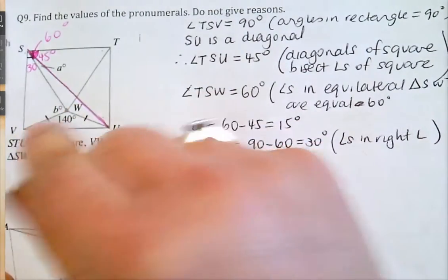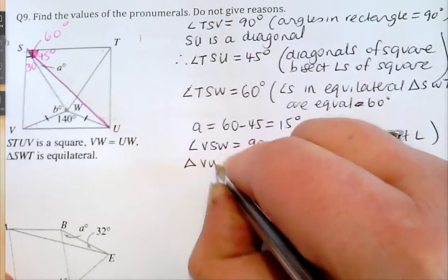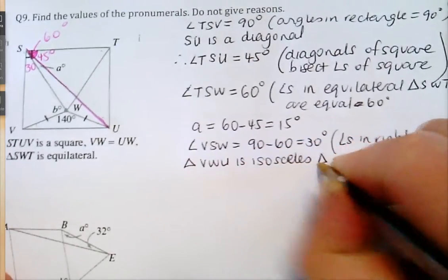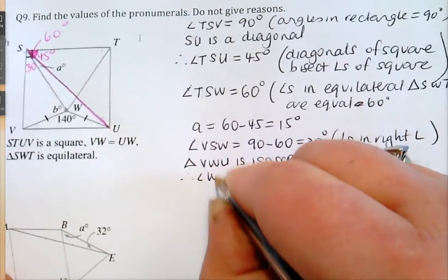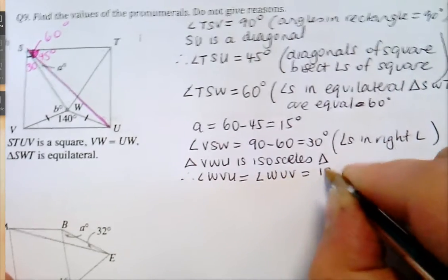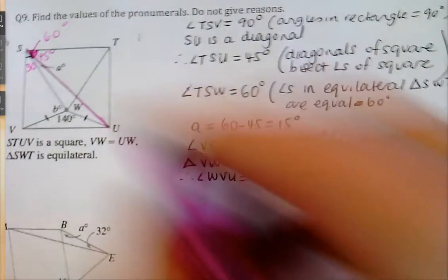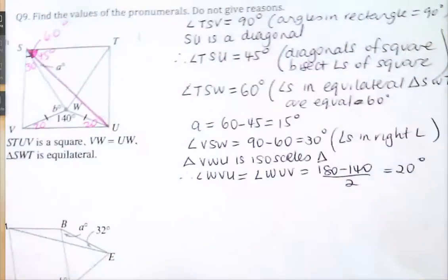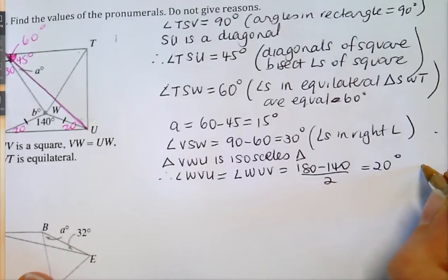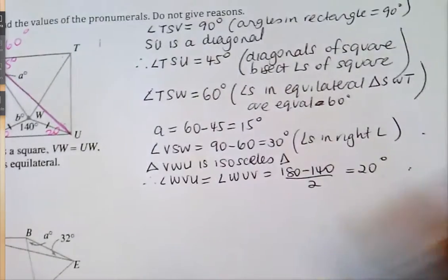We really need to work out this one before we can work out B. Now we know that VW equals WU, so triangle VWU is an isosceles triangle, and therefore angle WVU equals angle WUV, which is 180 minus 140 divided by 2, which is 20 degrees. So these angles here are 20 degrees. The reason for that would be base angles of isosceles triangle and angle sum of triangle. But we don't have to put reasons for this one.